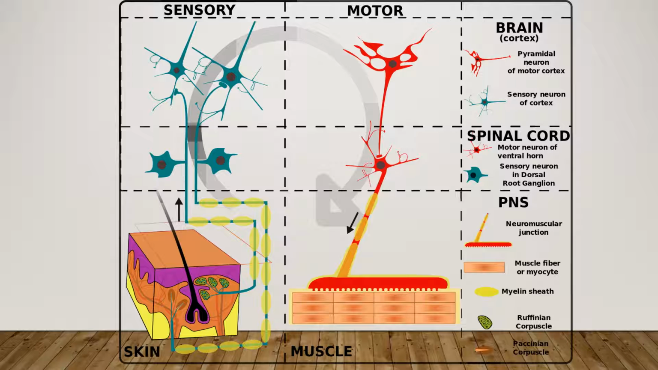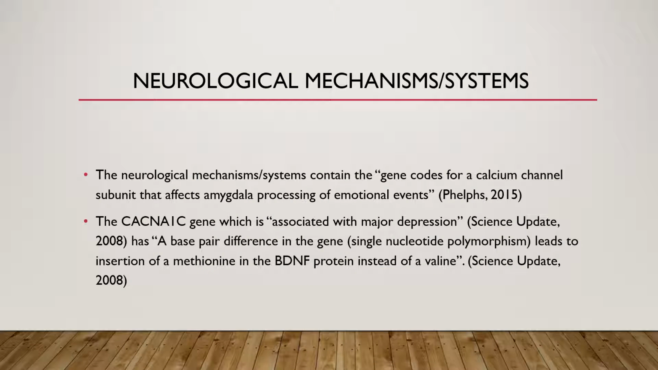Now that we moved on to the neurological basis of the disease, the first one is called neurological mechanisms and systems. What I found was that the neurological mechanism slash system contains a gene code, the gene code for a calcium channel subunit that affects the amygdala processing of emotional events.